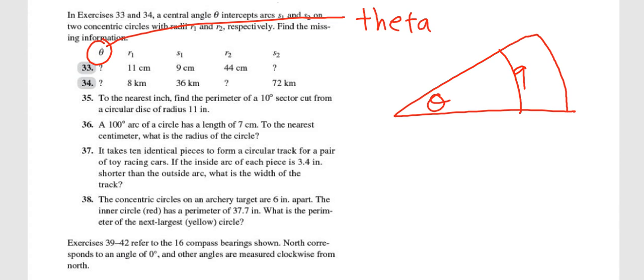We know that, oh no, I'm doing 30. I must be doing, oh no, I am right. Okay. And then we have a radius of 11, and then the bigger radius is 44.